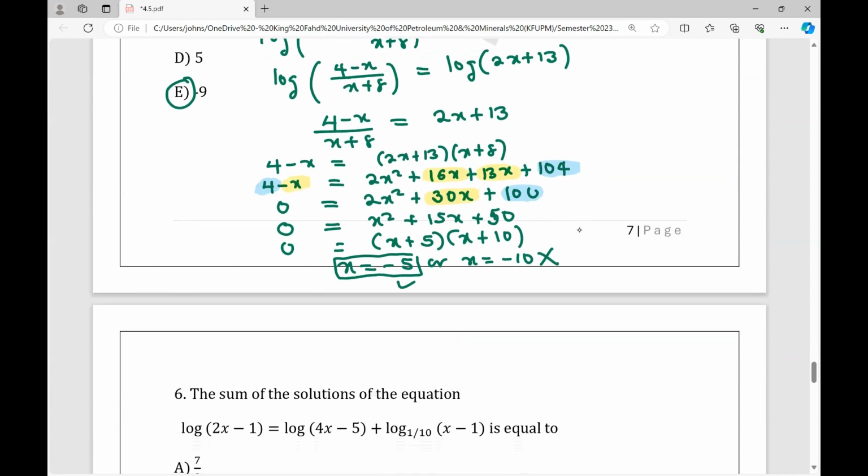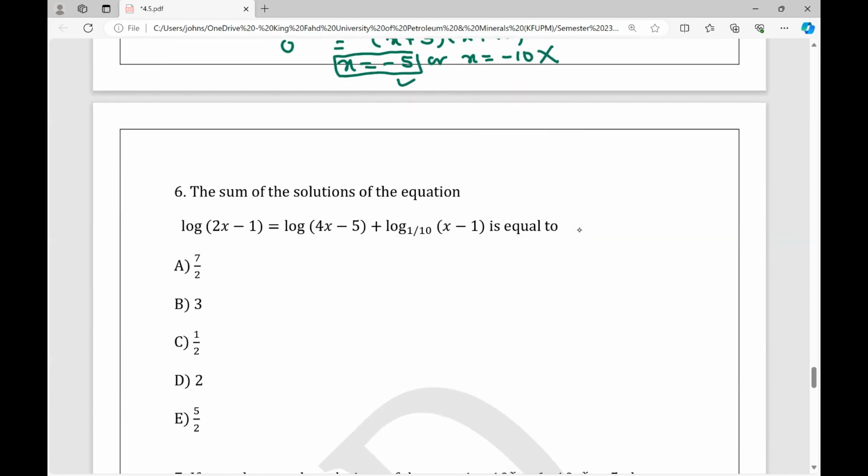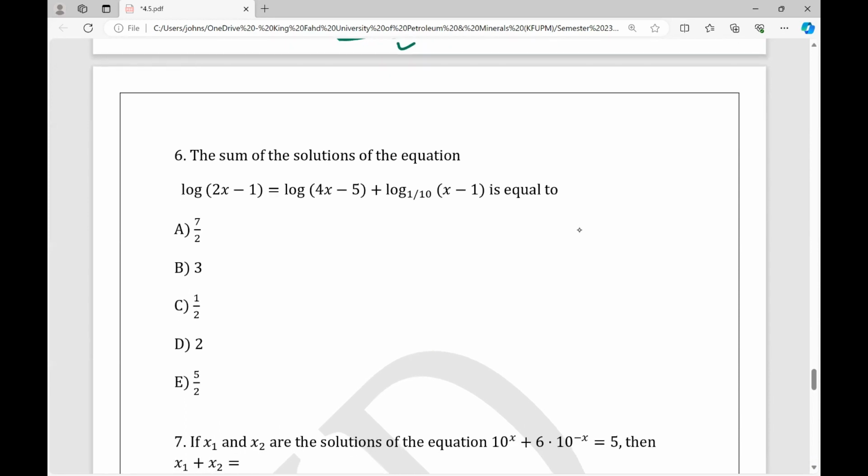All right, let's go to number 6. Number 6 here, you will see that this is also a logarithmic equation, but the bases are not the same. So the first thing we should do is make the bases the same. This is log to base 10. So this is base 10, 2x minus 1 equals, and this is already base 10, even though it's not written. But you can see that this one is 1 over 10.